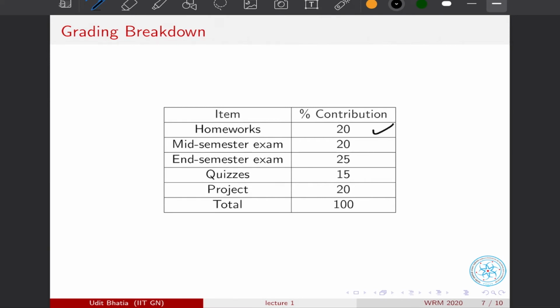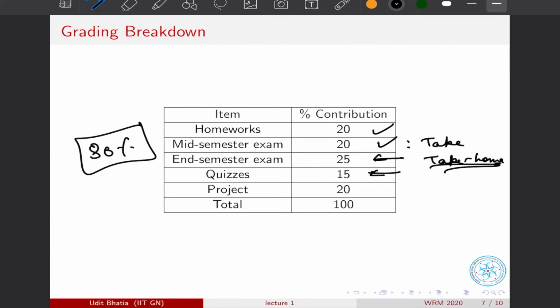So homeworks would be 20%, mid-sem exam would be 20%, which would be take home. Similarly, end-sem exam 25%, again it would be take home. And end-sem exam would have some basic programming questions as well as theoretical question. Then we will have quizzes, as I mentioned, fast quizzes or 1 day quizzes, and that would carry 15%. So all together, around 80% of your grades would be taken care of by assignments, homeworks, and take home quizzes exam.